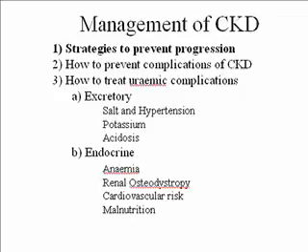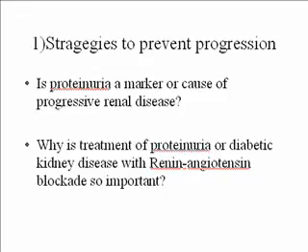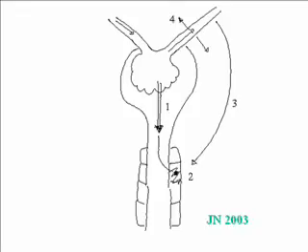So if we start off with strategies, one of the questions that I tend to ask students when they come to clinic is: is proteinuria a marker or a cause of kidney disease? So if you've got somebody with diabetic nephropathy with significant proteinuria, are we looking at proteinuria just as a marker, or is it more important? The next slide illustrates this in 4 stages.